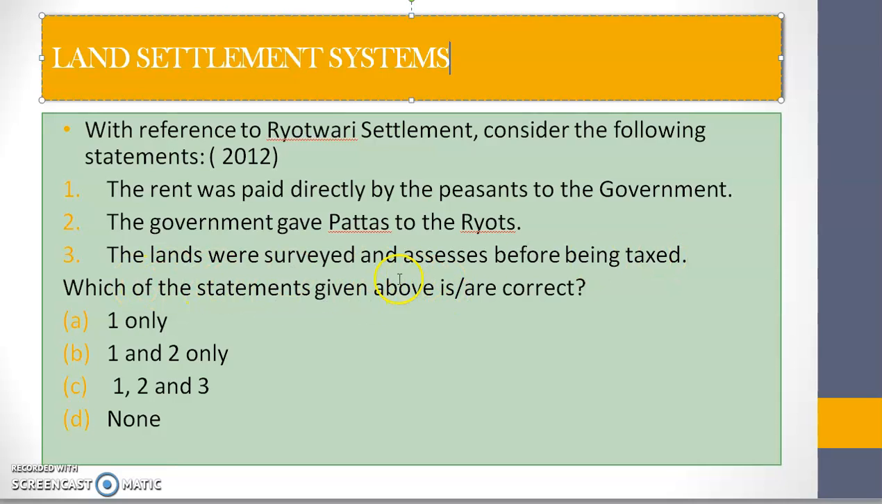Which of the statements given above is or are correct? Now, if you look at these statements properly, you would realize that if you are familiar with the basic features associated with this Ryotwari settlement, you can easily answer these types of questions in the exam. So let's start discussing this Ryotwari settlement.